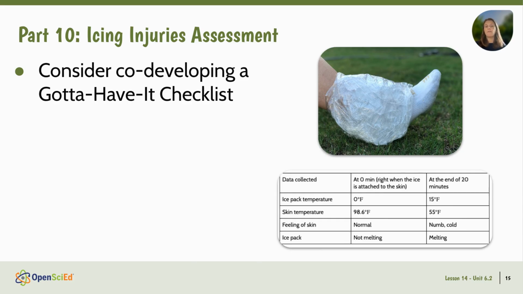So you can have that up and you can talk about, well, what did we use in this model, what might we need when we're trying to explain this similar phenomenon. So the gotta have it for this assessment should include particles of solids, liquids, and gases, particle motion, kinetic energy transferring, and evidence. Co-developing the gotta have it checklist with your students helps them build their modeling skills, and then they go into this task with an idea of how to actually complete it.